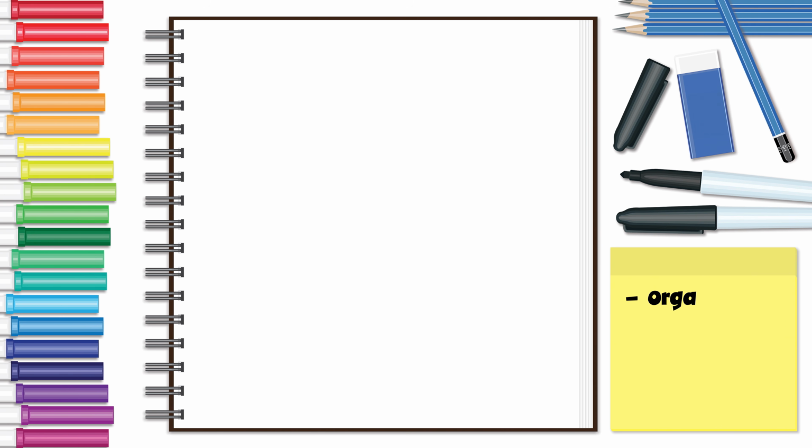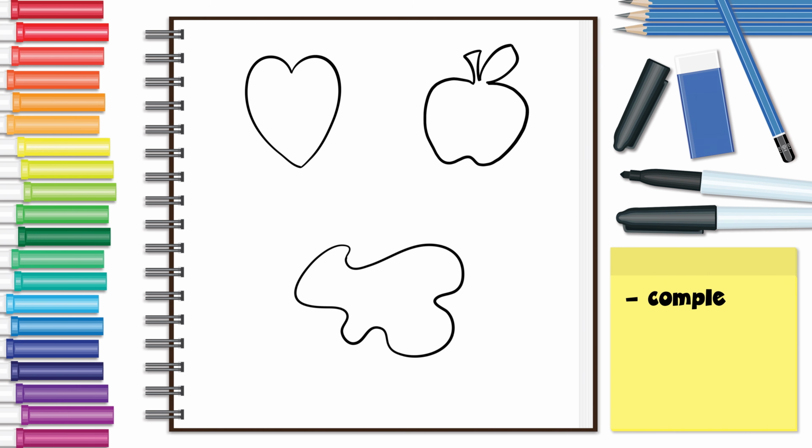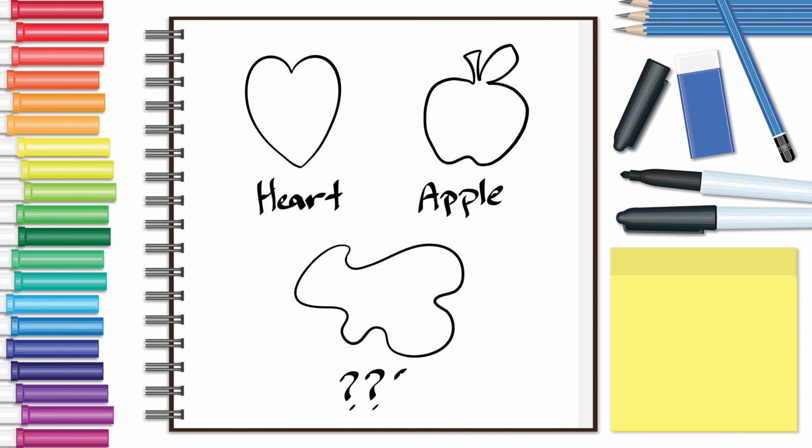Next, we have organic shapes, such as a heart, an apple, or an abstract shape. These are more complex than geometric shapes, as they are more difficult to describe mathematically. Though we have names for some specific organic shapes that we see in nature, most don't have names since they can be very random. Because of this, organic shapes are also referred to as free-form shapes.